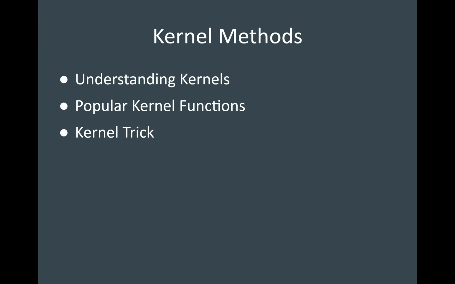If we talk about the kernel trick and its importance, the kernel trick allows SVM to perform computation in the feature space without explicitly transforming the data. This reduces the computational complexity and makes SVM highly efficient for high dimensional data.